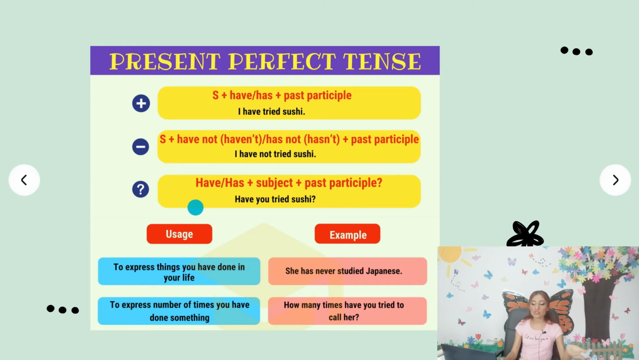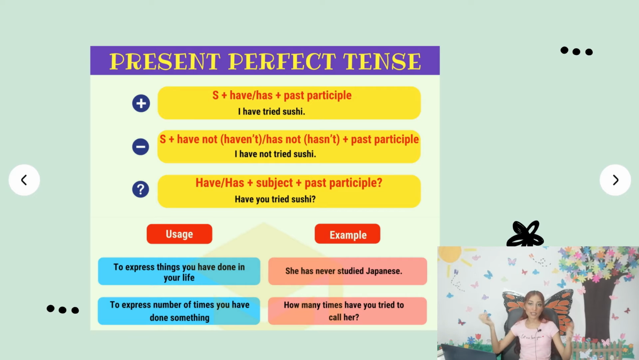Then we have the questions. Remember that the questions need to start with have or has, and then the subject and the past participle. Have you ever tried sushi? And that's it, okay? The usage and the example. Okay, the usage. It is, as we had already seen, to express things you have done in your life, okay?